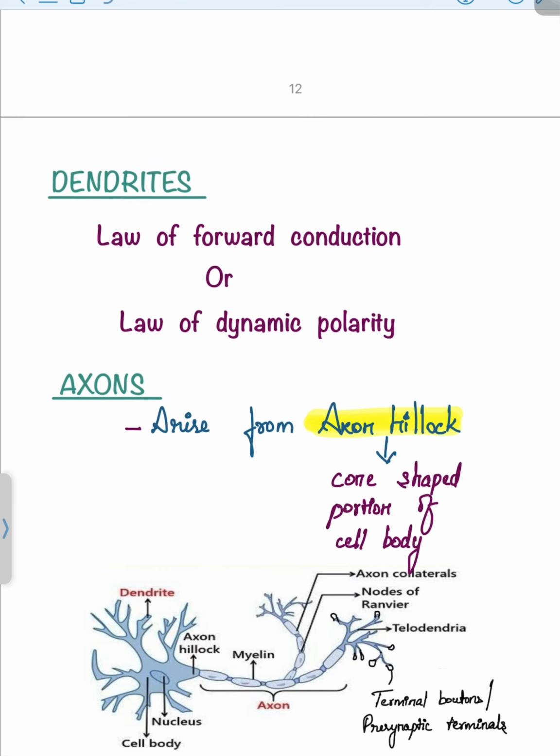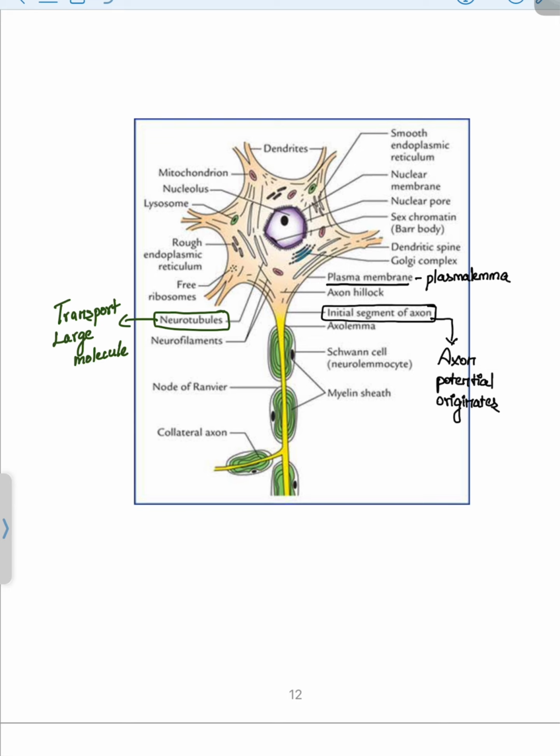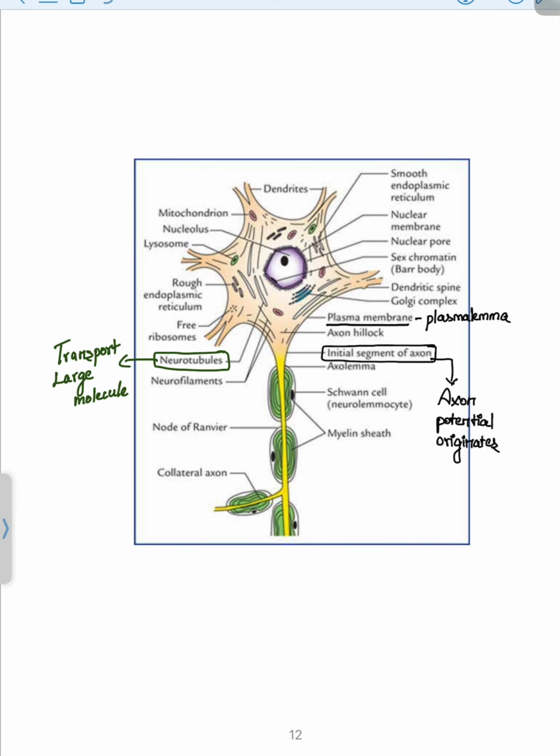Right? And there is a part in this axon called as initial segment of the axon. What is this initial segment? 50 to 100 micrometers of distance of axon from the axon hillock is called as initial segment of axon. Why is it so important? Why am I highlighting it here? An important MCQ. Note it. It is the place where the origination of action potential takes place. The action potential originates in the initial segment of axon.